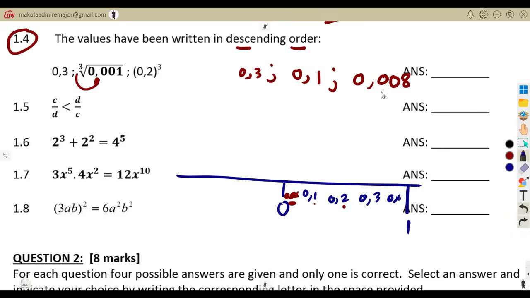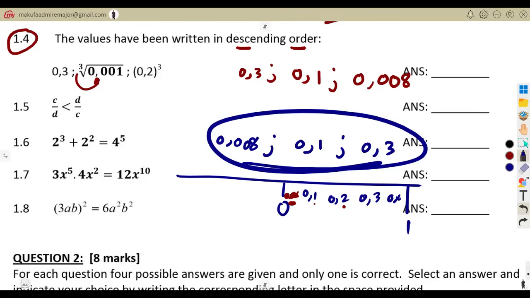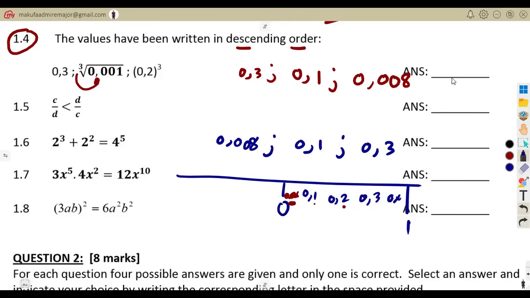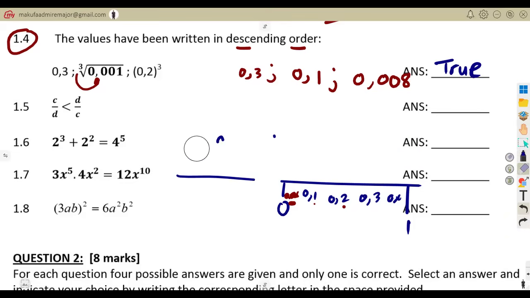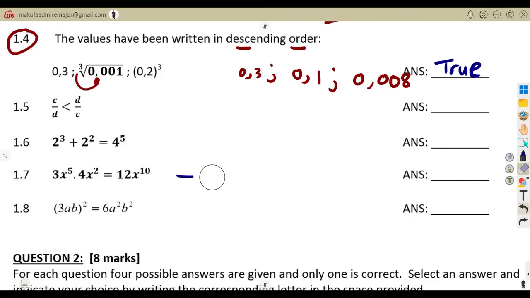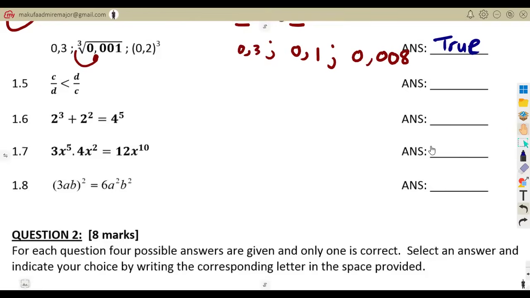If it is ascending order, it was going to be 0.08, the smaller one, followed by what? 0.1, followed by 0.3. This is ascending order. This is the descending order. This is actually true. That's a descending order that you're given there, from the bigger value to the smaller one.